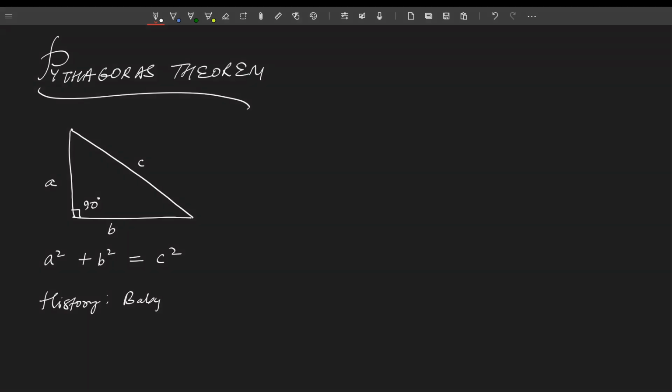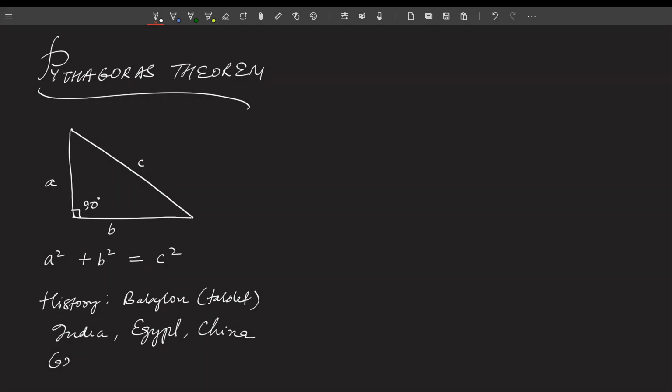It dates way back to 1800 BC, first discovered in, I think, Babylon. But it would be wrong to say that, because more or less every civilization independently discovered the Pythagorean theorem. India, Egypt, China, Greece, everywhere.